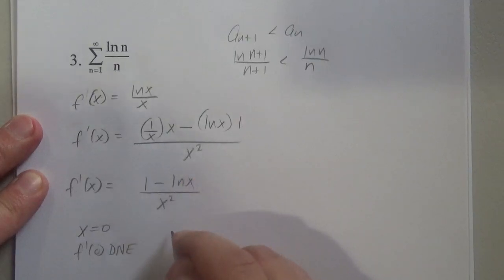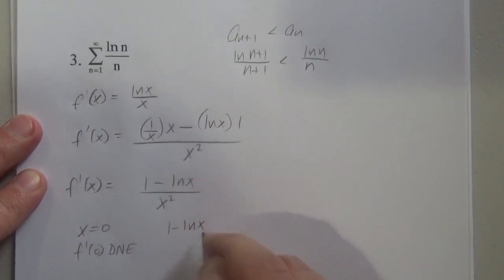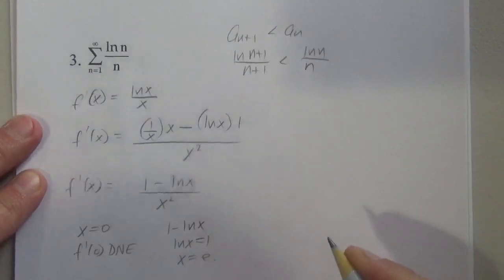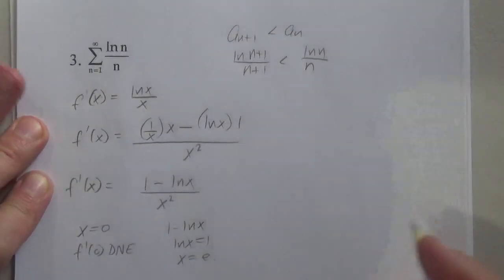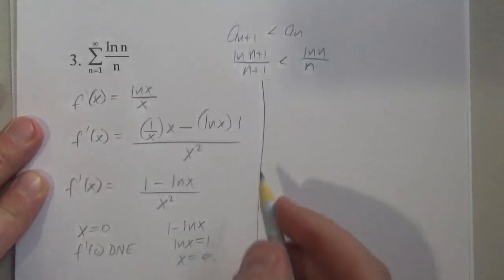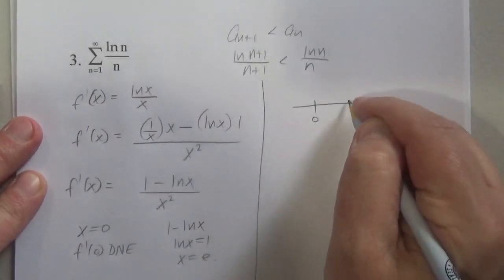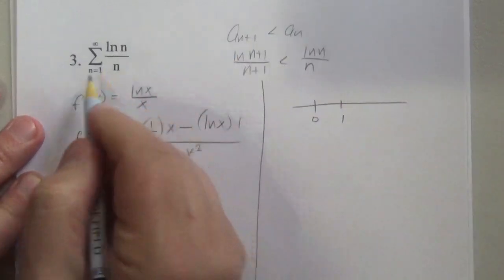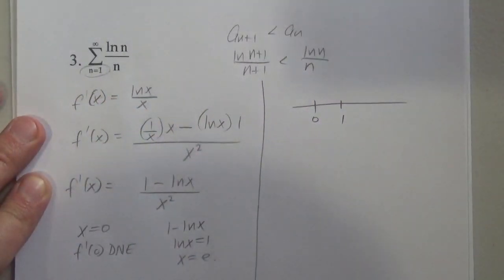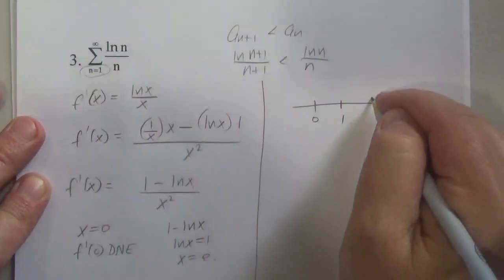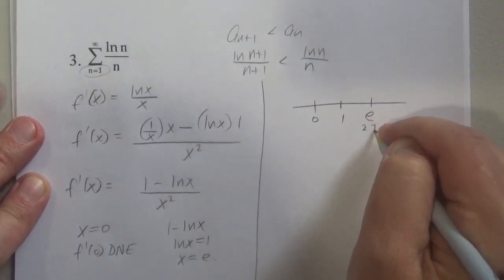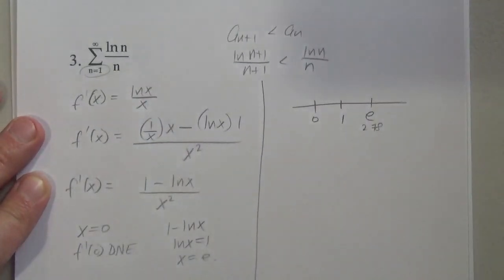And if I set my numerator equal to 0, I get 1 minus the ln of x, so ln of x is 1, x equals e. Okay. So I'm going to slide over here now. I'm just going to draw a quick number line here. Here is 0. Here is 1, which is what my sigma starts at. And here is e, because e is 2.78 something.